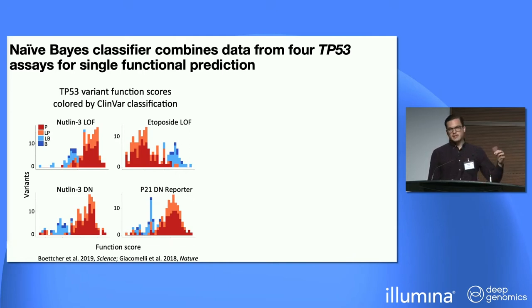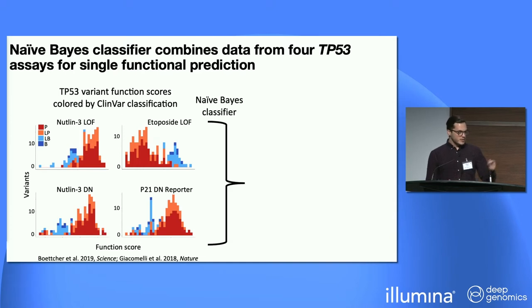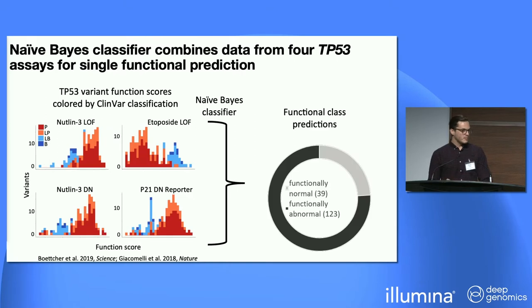But we reasoned that because these assays are performed in two different cell lines and look at different phenotypes for TP53, we can combine them together with a probabilistic classifier to come up with a unifying prediction of variant effect based on the scores across all four assays. So we used a naive Bayes classifier, trained it on all of these control variants that I'm showing you on this slide, and performed leave-one-out cross-validation, where our classifier predicted that 39 of these variants would be functionally normal and 123 would be functionally abnormal.